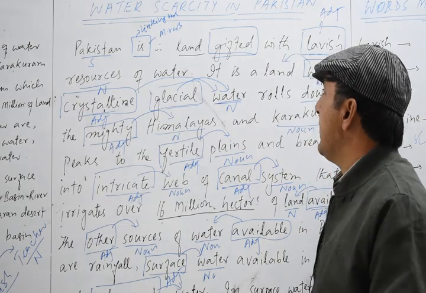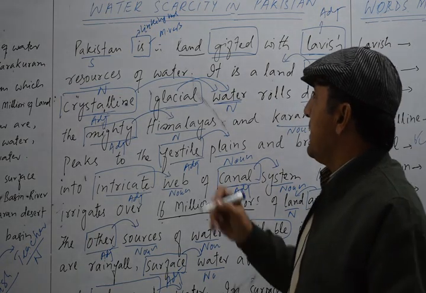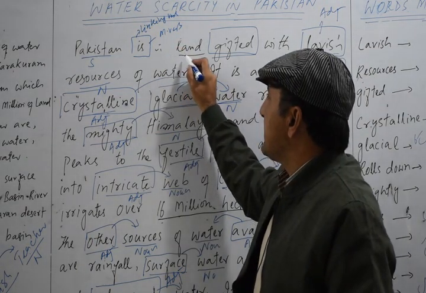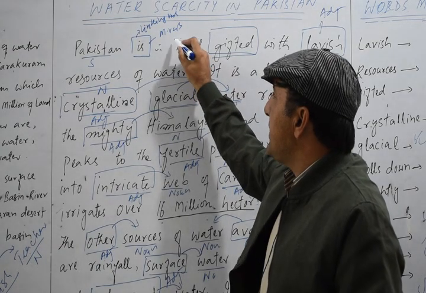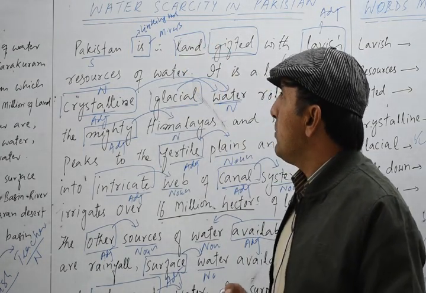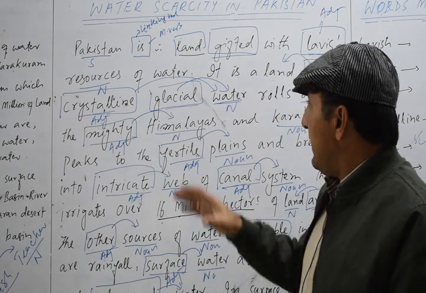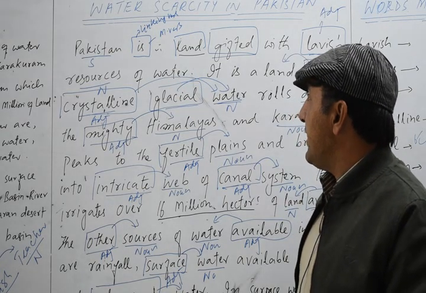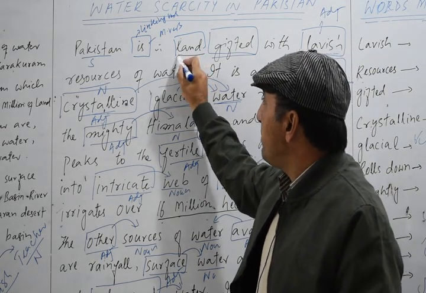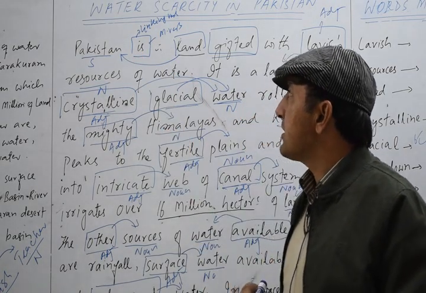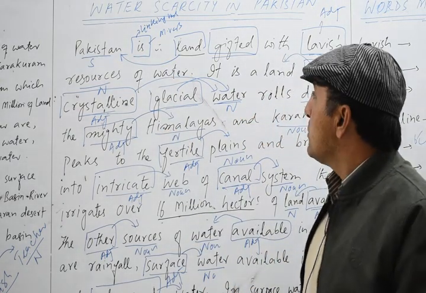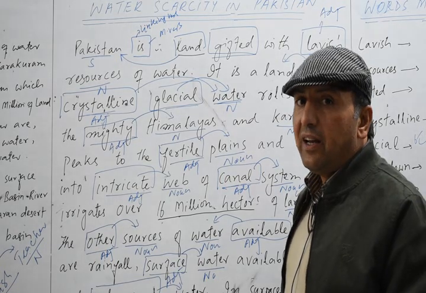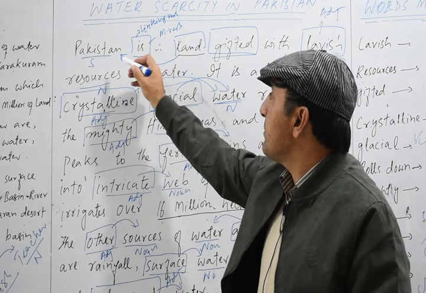Now you see we have the next, a land. Pakistan is a land. Now this land is basically a noun, we know this is a noun, but here in this structure, Pakistan is a land, it completes the meaning of Pakistan. So the word land is working as a subject complement.